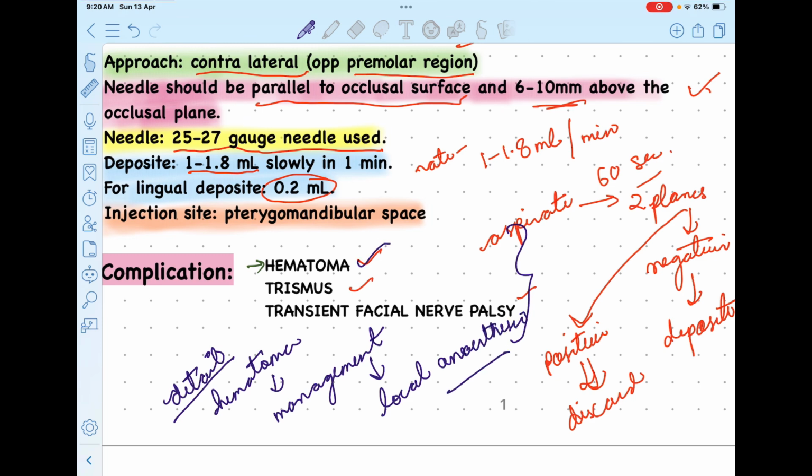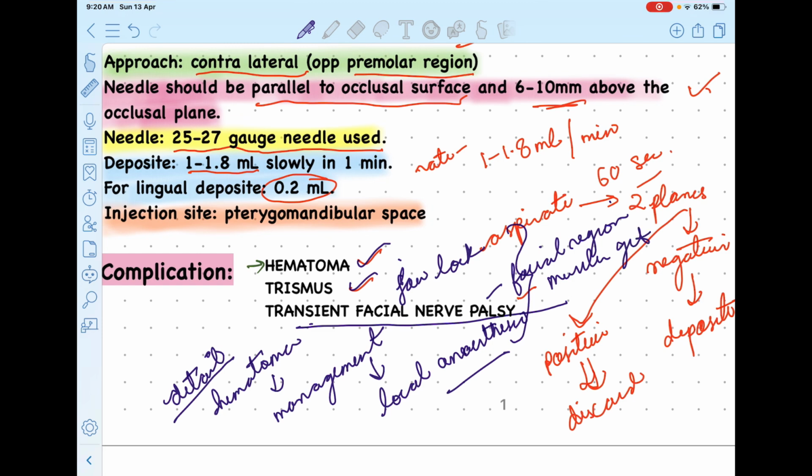What is hematoma? Hematoma is the effusion of blood into the extravascular space if any blood vessel gets injured. Trismus is a jaw lock. Transient facial nerve palsy, as the name suggests, is a weakening of the muscles in the facial region, the muscles get weak. About these complications I have explained in detail in a separate video, that is local anesthesia, so you can just go and check it out.